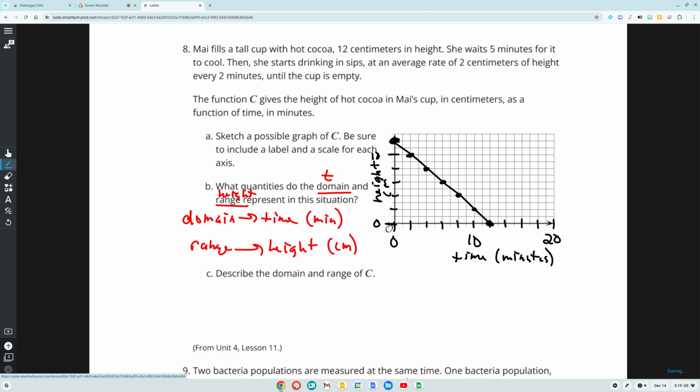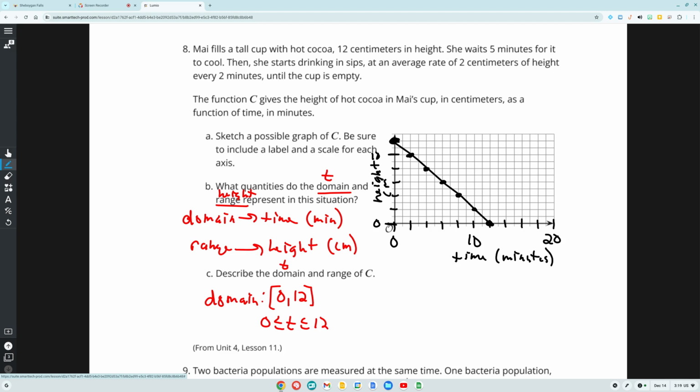Describe the domain and range of C. Well, in this case, it looks like the domain, the possible time, I could be talking about anywhere from 0 minutes all the way up to 12 minutes of drinking, because at that point in time, it would be all taken care of. So I know that my domain would be from 0 to 12. And if I want to write this as a compound inequality, it would be t is less than or equal to 12, and t is greater than or equal to 0.